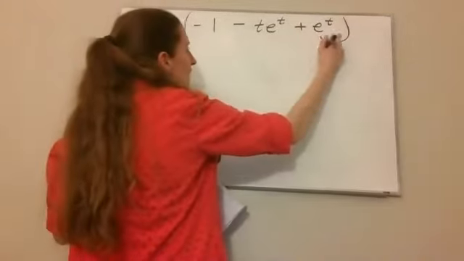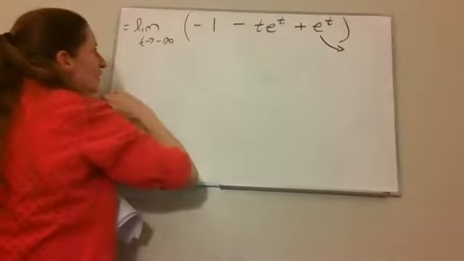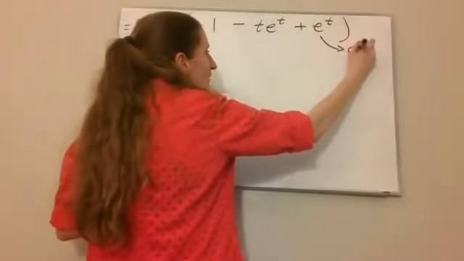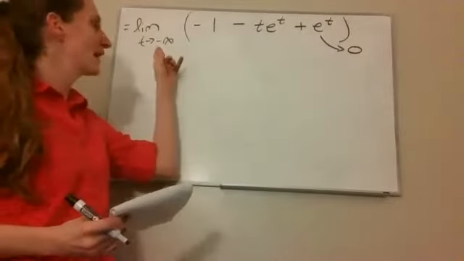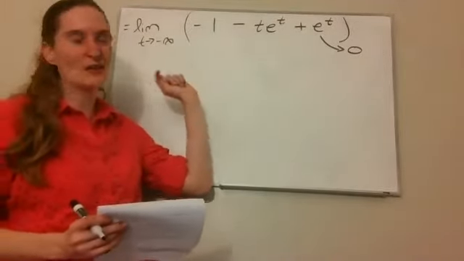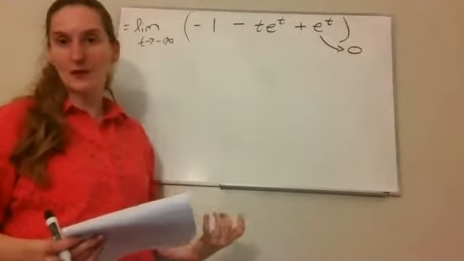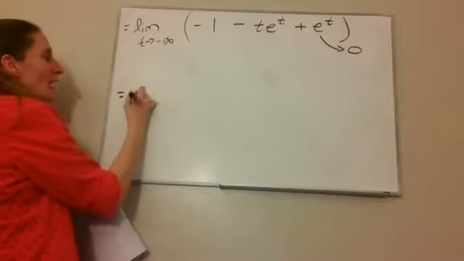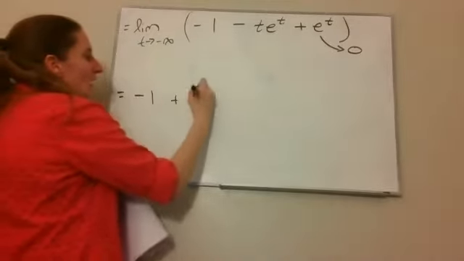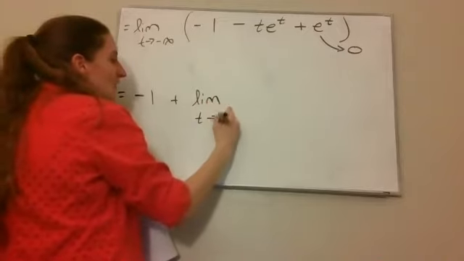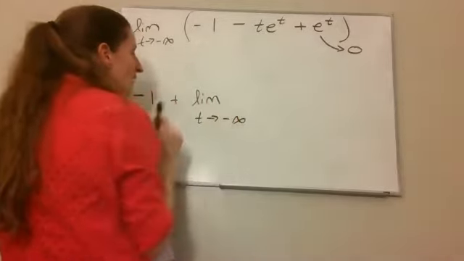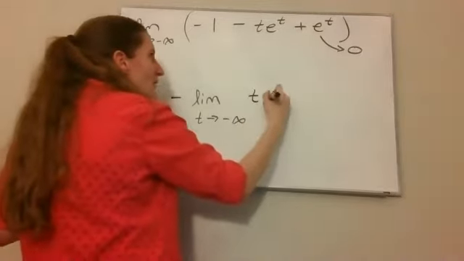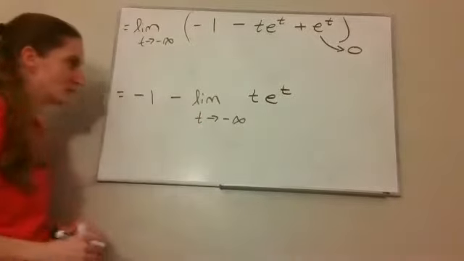But I do know that this e to the t, as t goes to negative infinity, gets smaller and smaller. That guy goes to 0 because my exponent is negative. So I have a 1 over e to a large power. That guy goes to 0. So far I know I'm going to have my minus 1, and I just have to figure out the limit as t goes to negative infinity of this middle guy here. I'm going to rewrite it as minus and just have the limit of t e to the t.